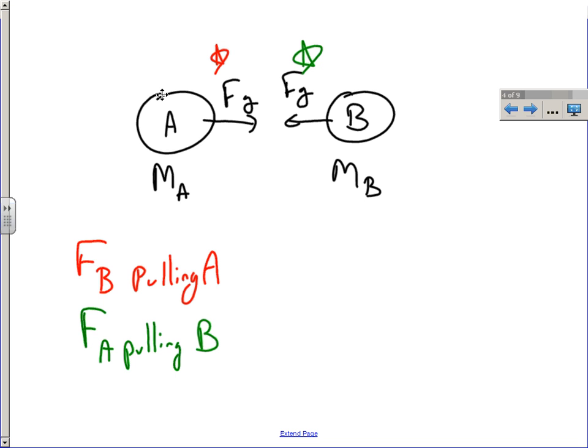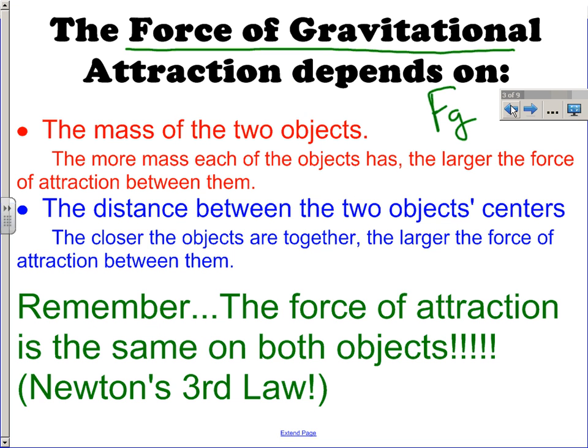Now, how much force there is depends on the mass of the two objects and the distance between them. So if you make either the mass of A a bigger number or the mass of B a bigger number, it makes the force of gravitational attraction between them bigger. And there's an inverse relation with distance, which is that as your objects get closer together, then your force gets bigger. Which is what all of this says.